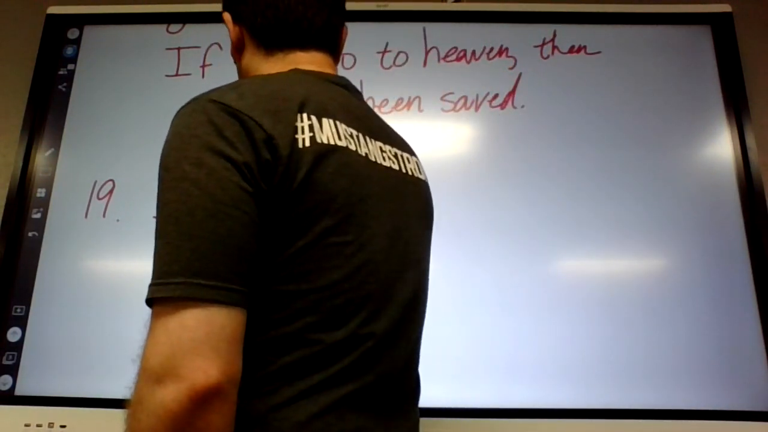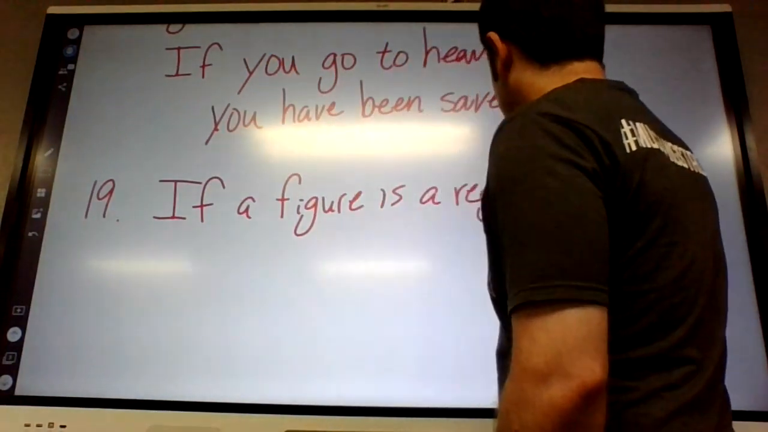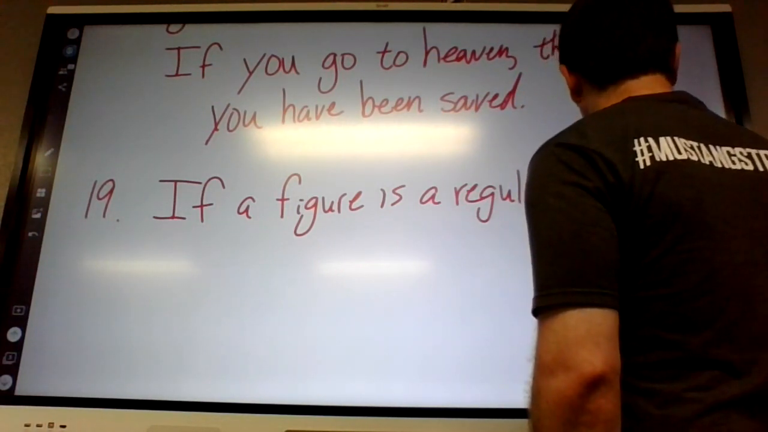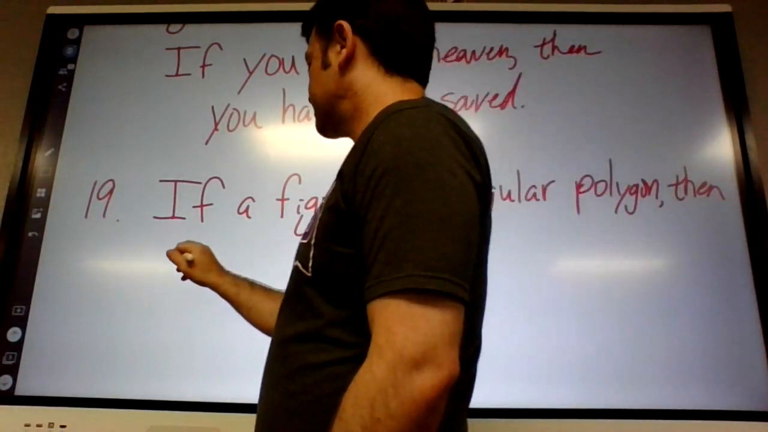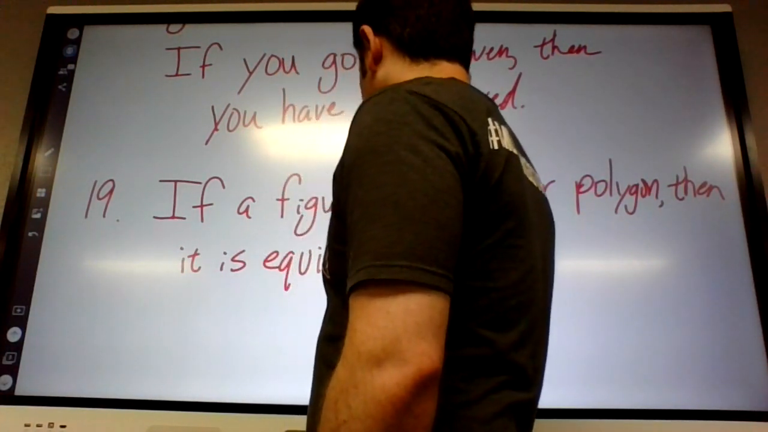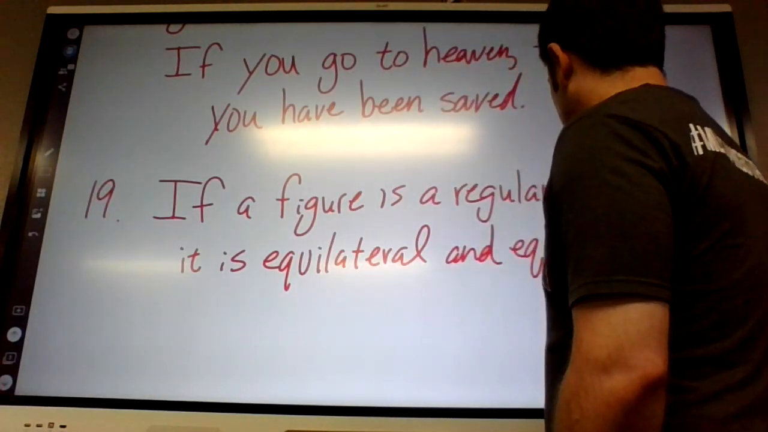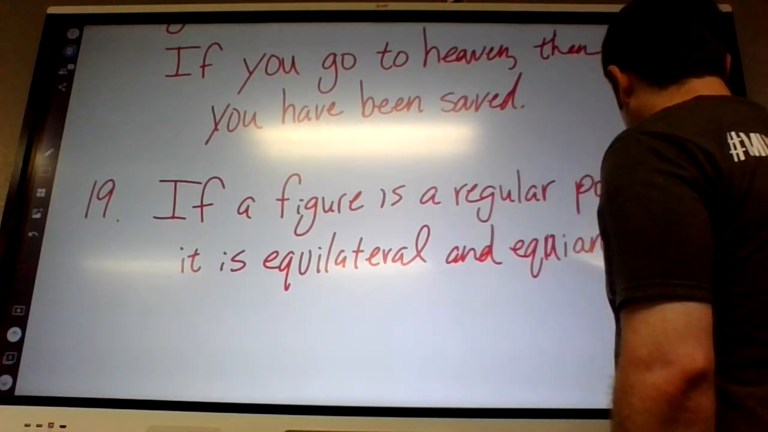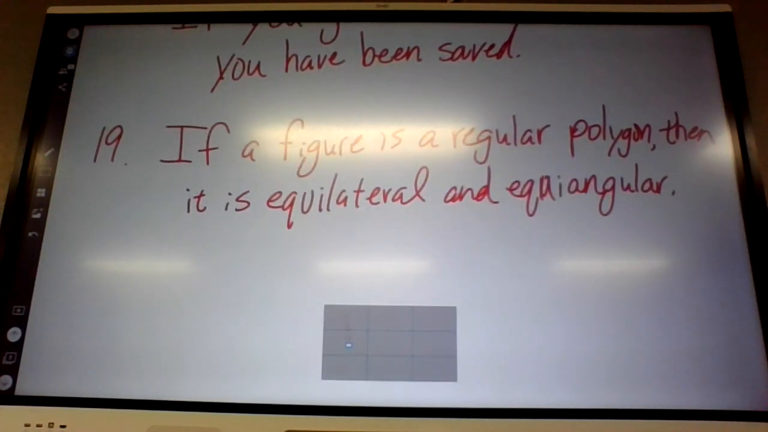If a figure is a regular polygon, then what? Then it is equilateral and equiangular. Wait, I think we did this wrong. I think that was supposed to be at the front. We're writing it both directions.